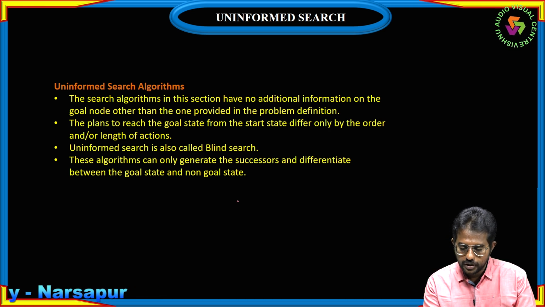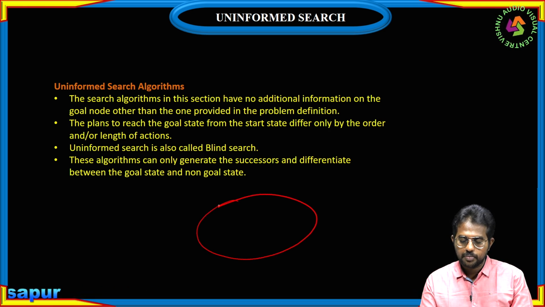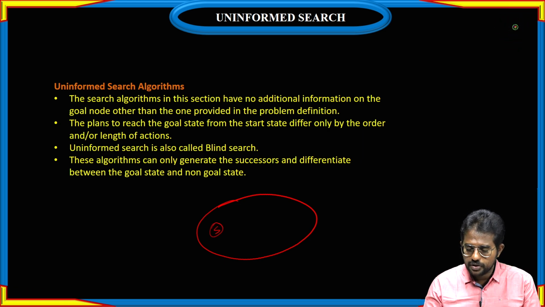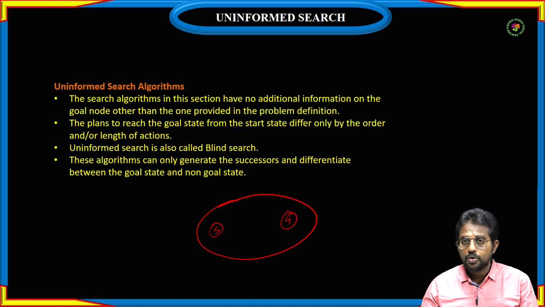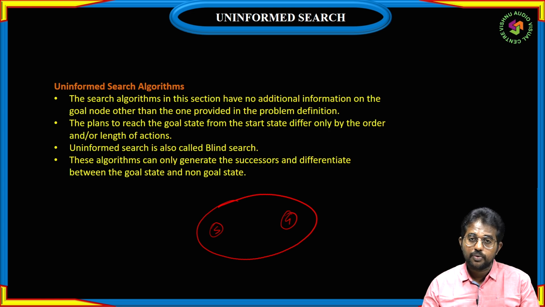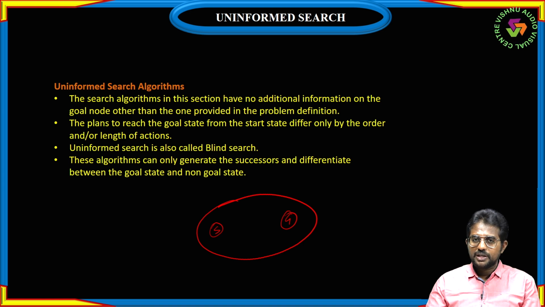So let's say this is a problem. This is a search space. In this one I have a source node, and here some goal node is there. In the problem domain they will give us the goal node like this, and also the starting node like this. We don't have any other information. The other information can be whether we can go from S to G using this particular path.